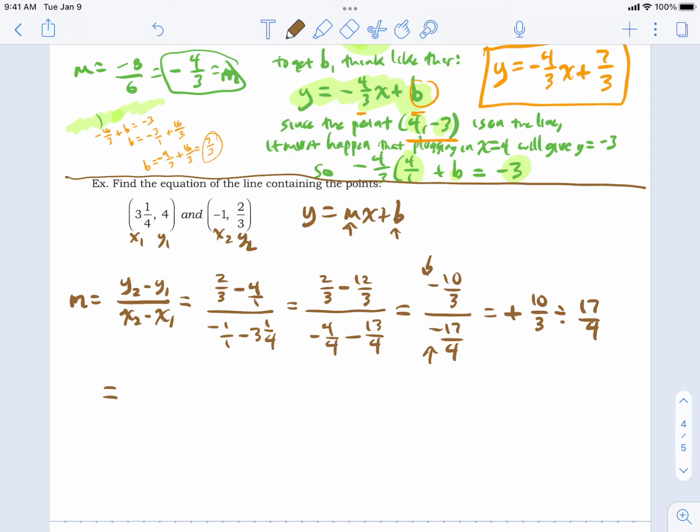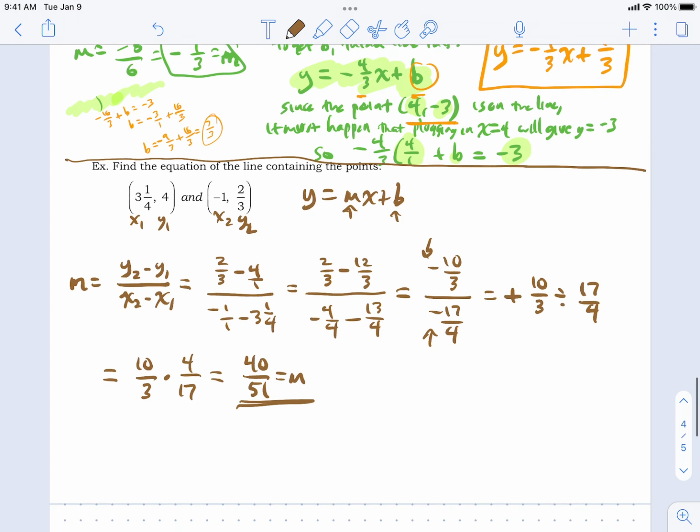Let's come over here now. So I'm going to take the 10/3 that's on the top and multiply by the reciprocal of what's on the bottom. Boy, it'd be nice if something canceled, but nothing's cross-canceling. 10 times 4 is 40. It is what it is. 3 times 17: 3 times 10 is 30, 3 times 7 is 21, 30 and 21 is 51. So our slope is that nice number, 40 over 51. Okay, cool.